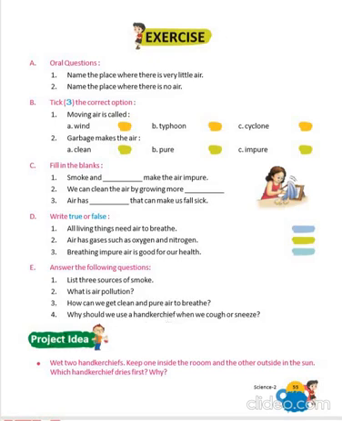Now come to project idea. What you have to do in this? We have to wet 2 handkerchiefs and keep one inside our room and other one in the sun. And we have to observe which handkerchief dries fast and why. So the handkerchief that we put outside in the sun dries fast.